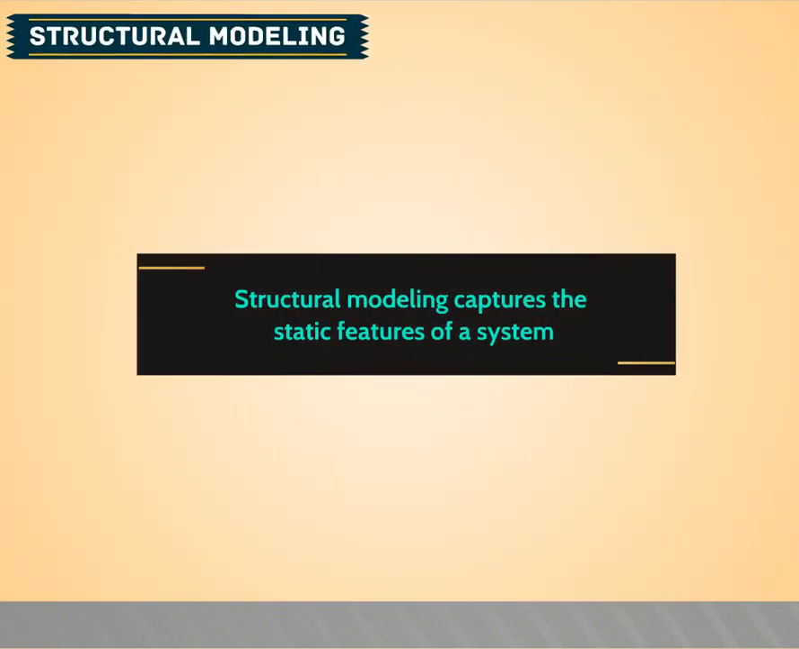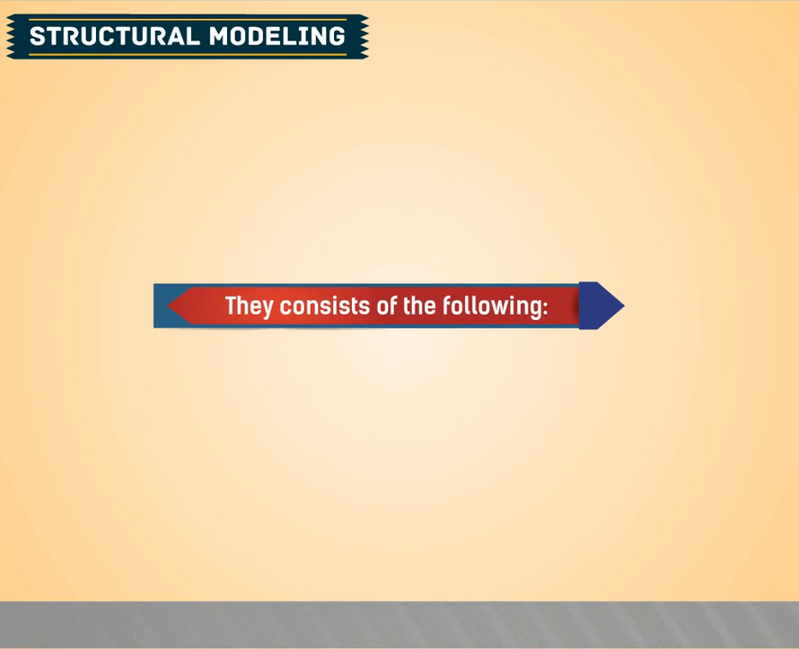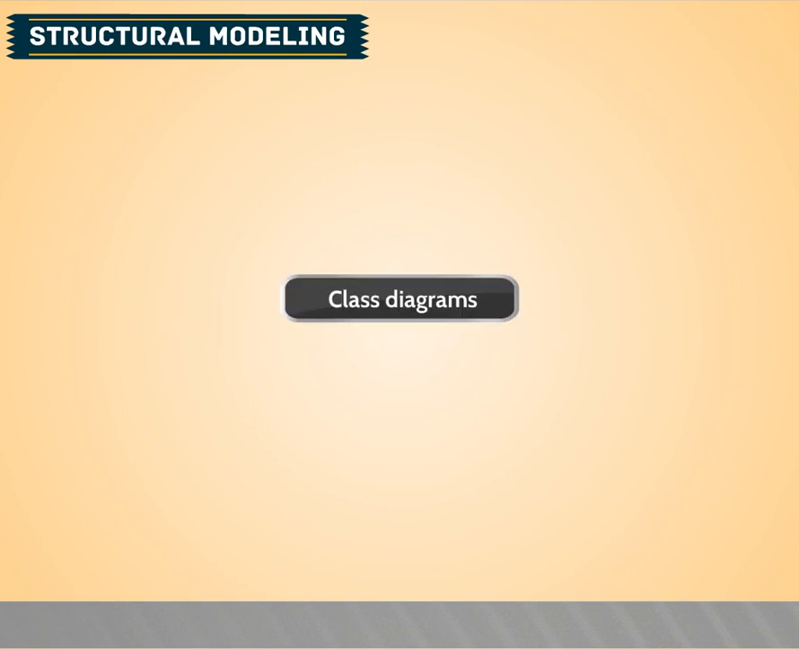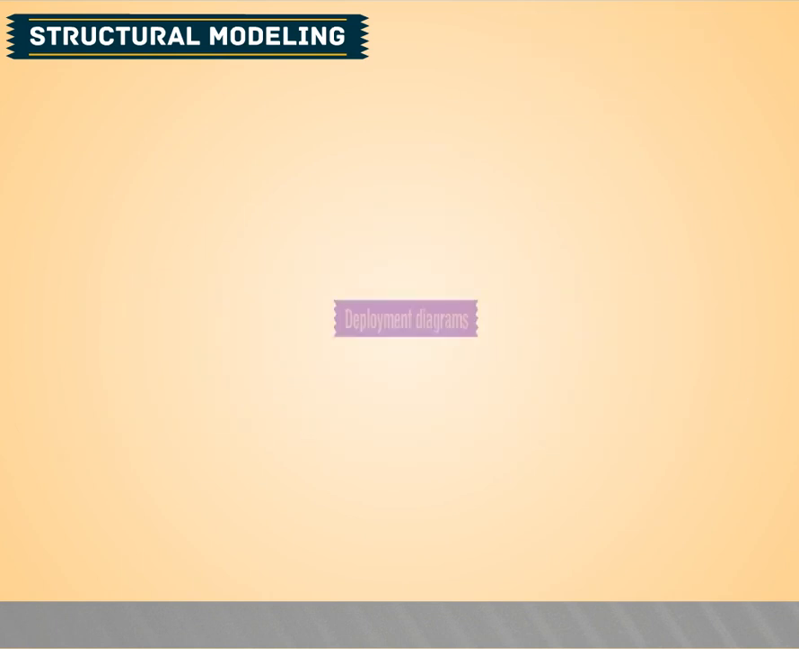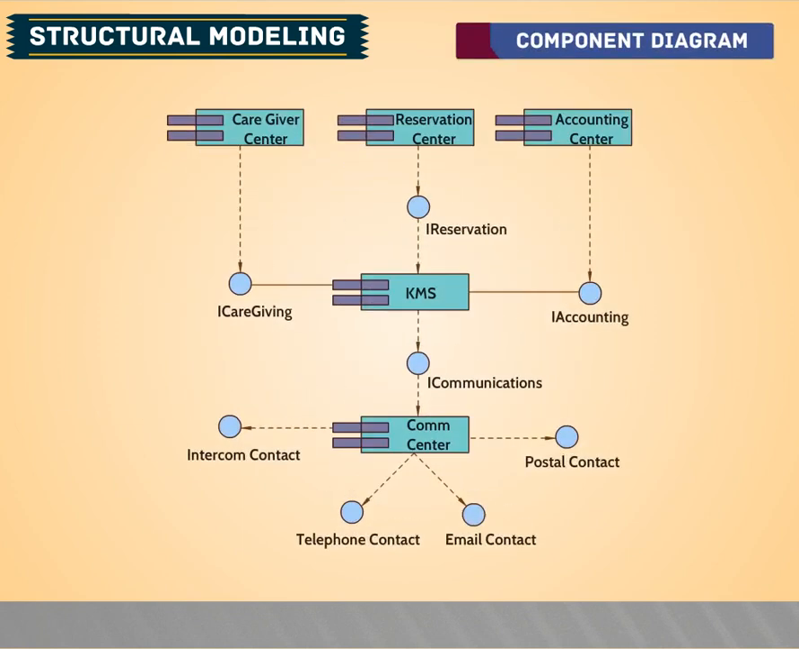Structural modeling. Structural modeling captures the static features of a system. They consist of the following: class diagrams, object diagrams, deployment diagrams, component diagram.